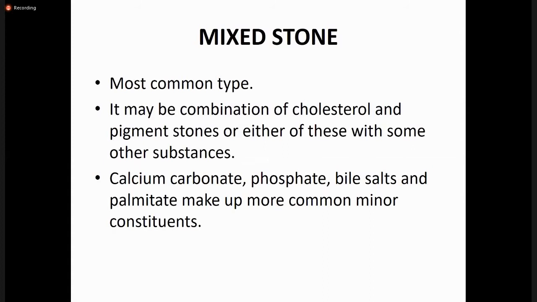Something about mixed stones. They are the most common type, and it may be a combination of cholesterol and pigment stone or either of these with some other substances. So as we said, calcium carbonate, phosphate, bile salts, and palmitate may make up more common minor constituents.